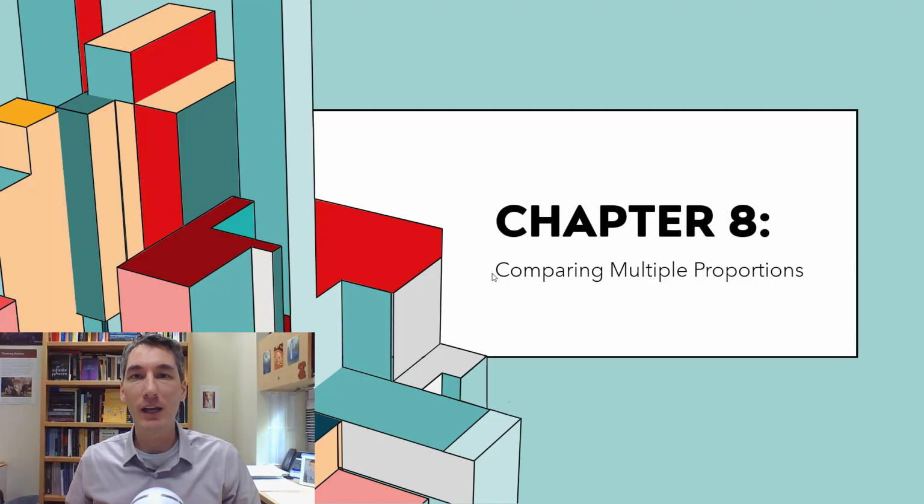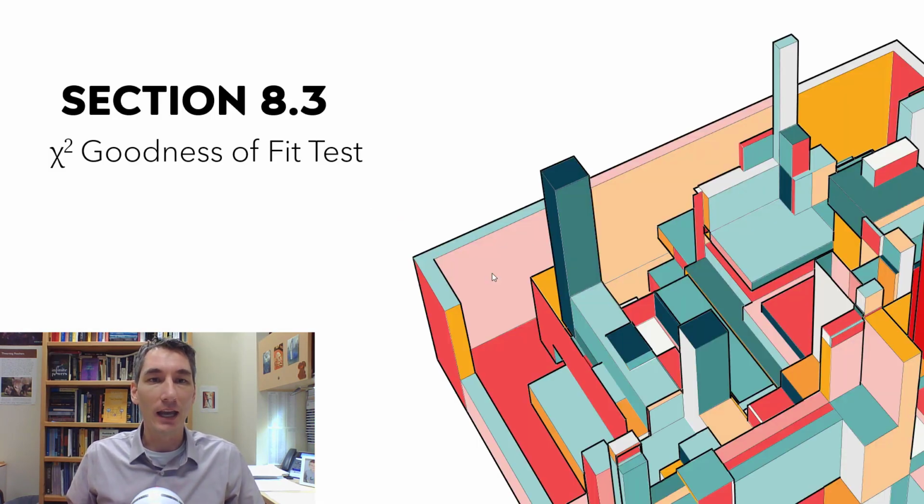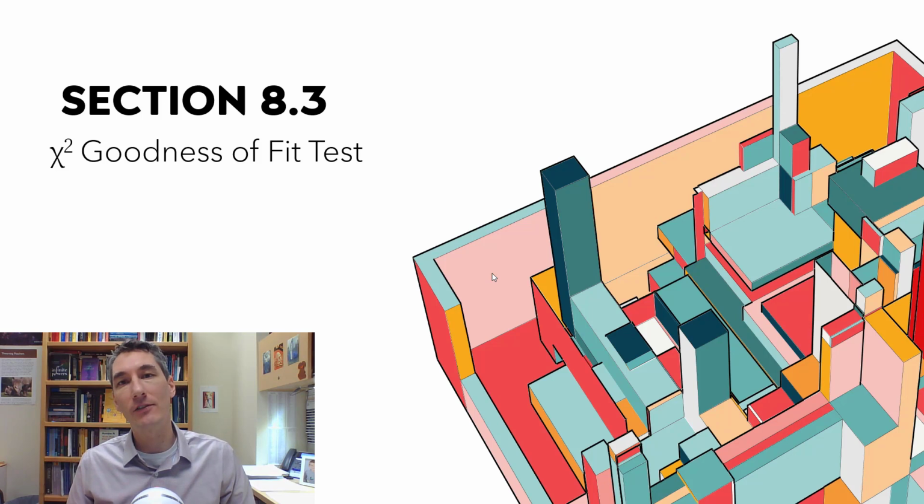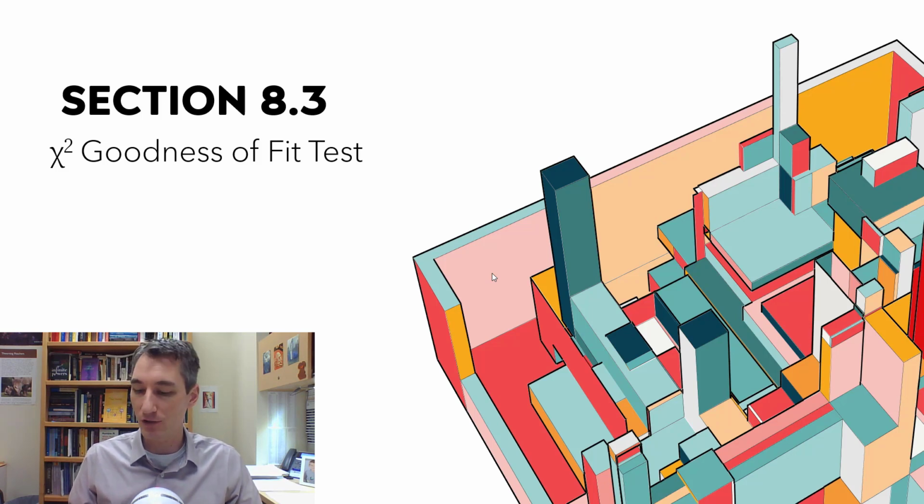Hey, Dr. Clark coming back at you with another Chapter 8 preview video. This time we're looking at multiple proportions, and in particular, we're doing the chi-squared goodness of fit test from Section 8.3.